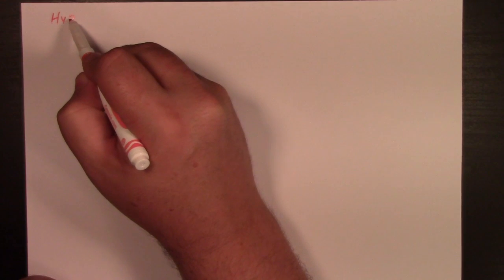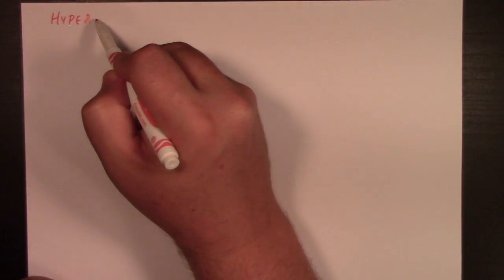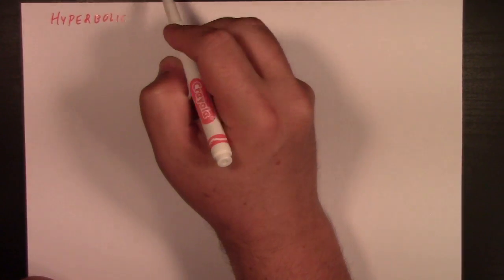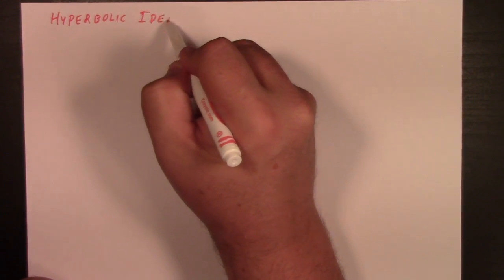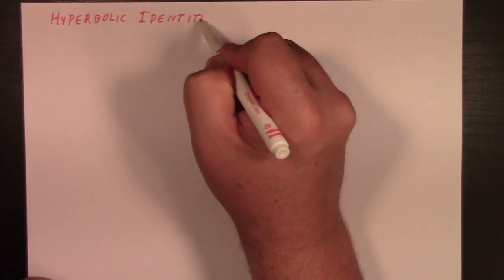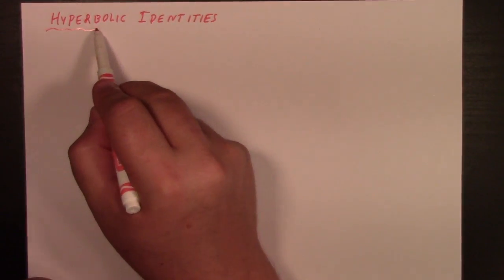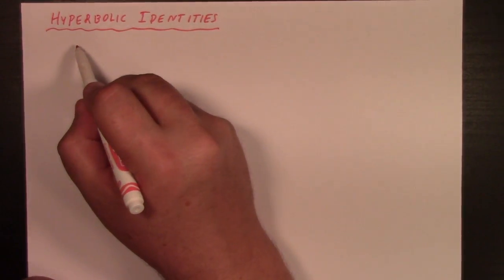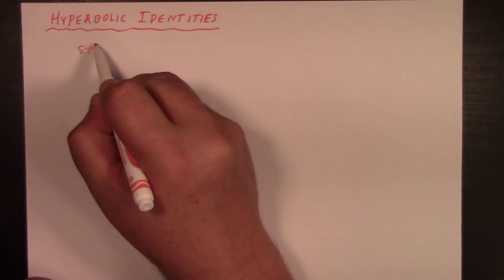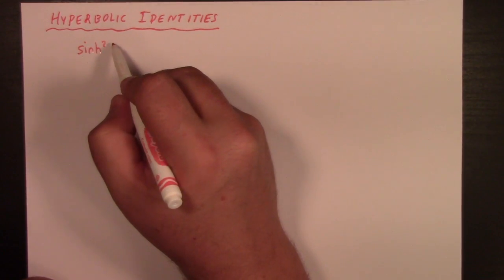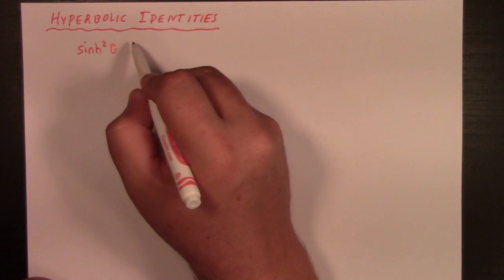So let's see here. I talked about odd powers of cosh and sinh. How about even powers of cosh and sinh? For this I need a little bit more hyperbolic identities that you may or may not know. I think I may have derived one of these. Let me see here. So like sinh squared.